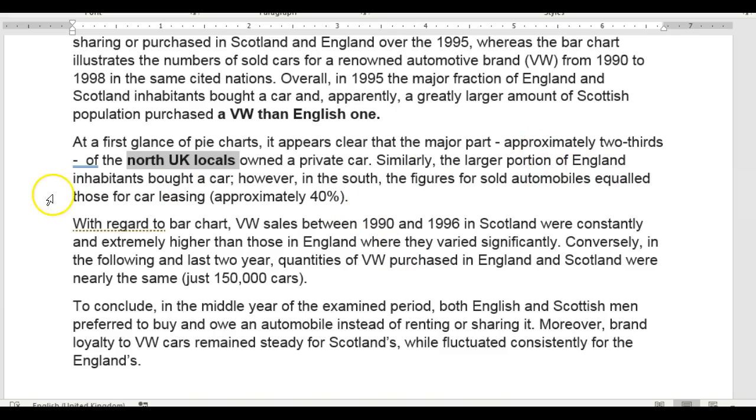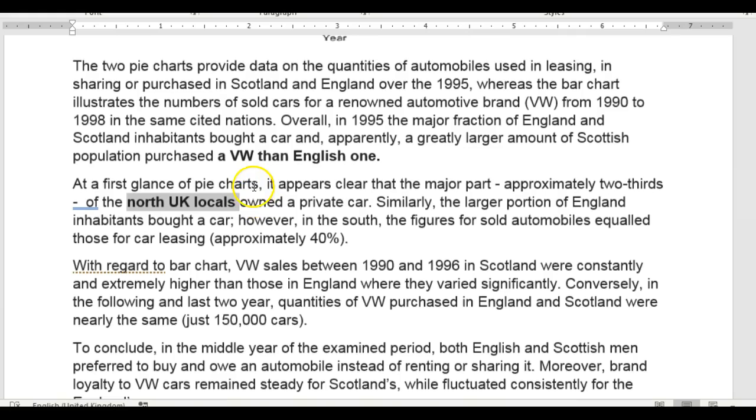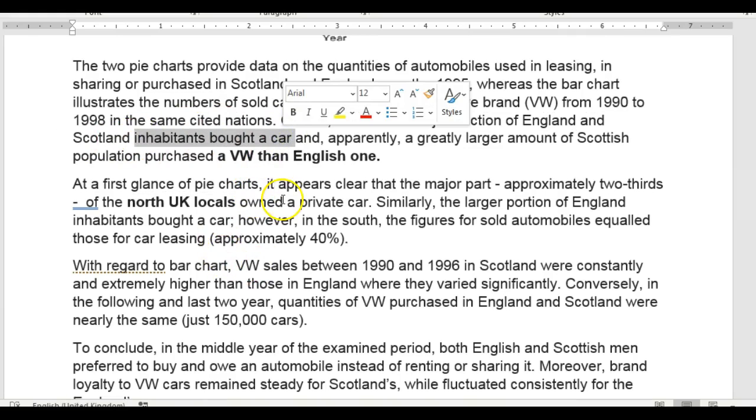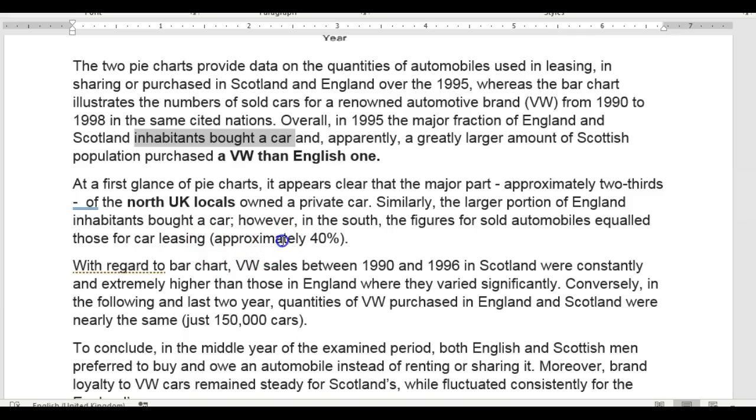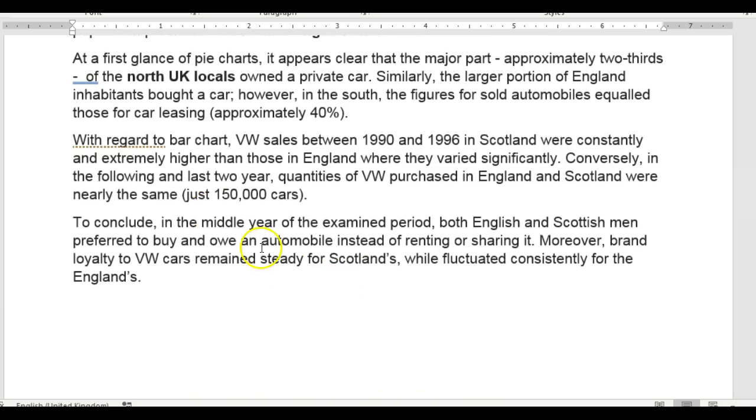Similarly, the larger portion of England inhabitants bought a car. I think I have seen this before, right? Inhabitants bought a car. Let's try to rephrase this. However, in the south, the figures for sold automobiles equal those for car leasing. Okay, I like the fact that you're comparing with the leased cars, but I would definitely advise you rephrase the north-south part because it's really not clear who you mean.